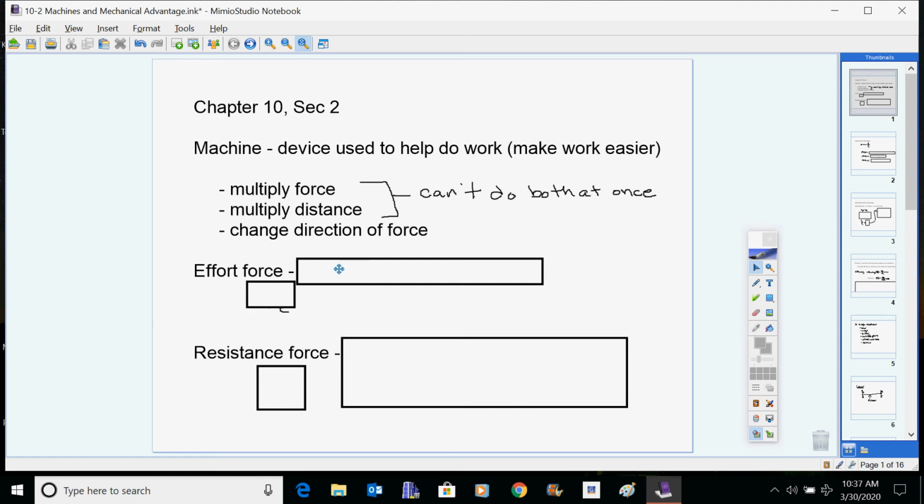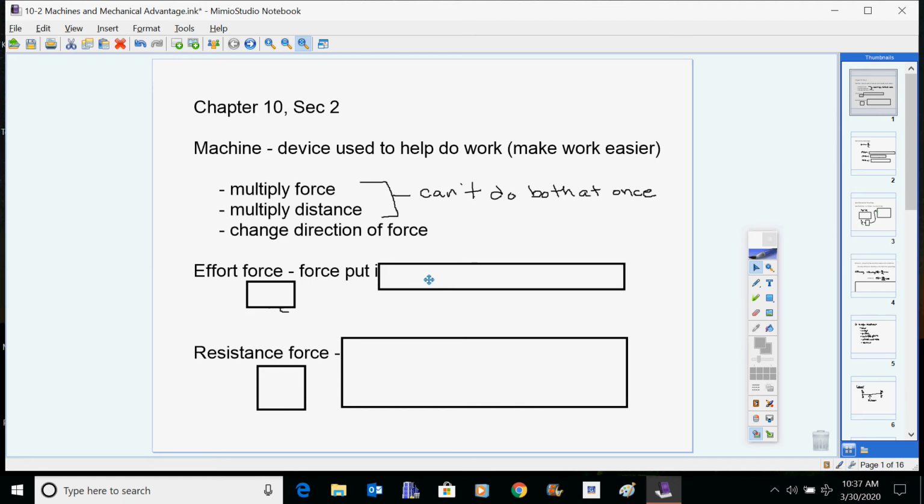So we need to be able to identify in any machine what the effort force is. In other words, you have to put in an effort to make the machine work. In the case of a car jack, you're probably going to push on the handle. In the case of the baseball bat, you're putting in the effort to swing that bat. Various different things, and we will talk about them really mostly tomorrow, but this is just to get you going. The effort is what you put in, and we will designate the force due to effort as Fe.